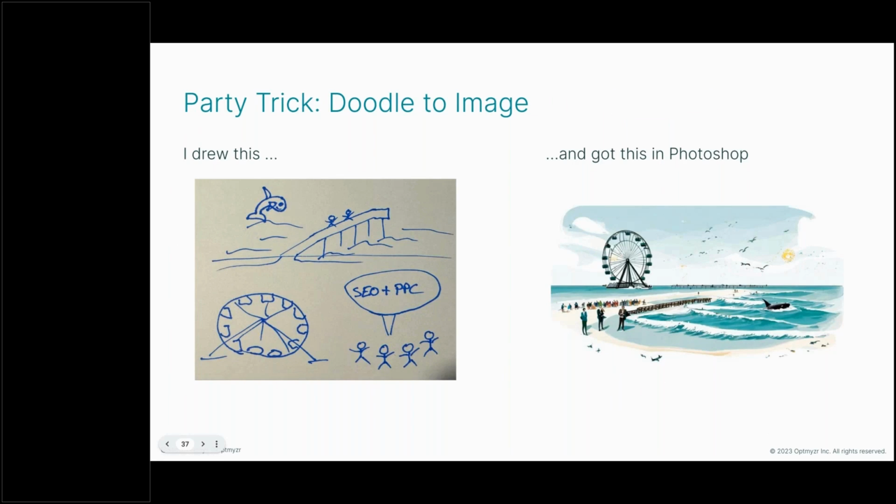And then here's a little party trick. If you want to use Alpaca ML, it can go from a doodle to an actual image. So I was at this conference in Newport Beach, but it's a conference that also had been in Brighton SEO. Brighton in the UK has a Ferris wheel. Newport Beach has a pier. So I was doodling an image of a pier and a Ferris wheel. And I was like, turn this into an image and make sure there are some people at a conference talking about SEO and PPC. And boom, there you go.